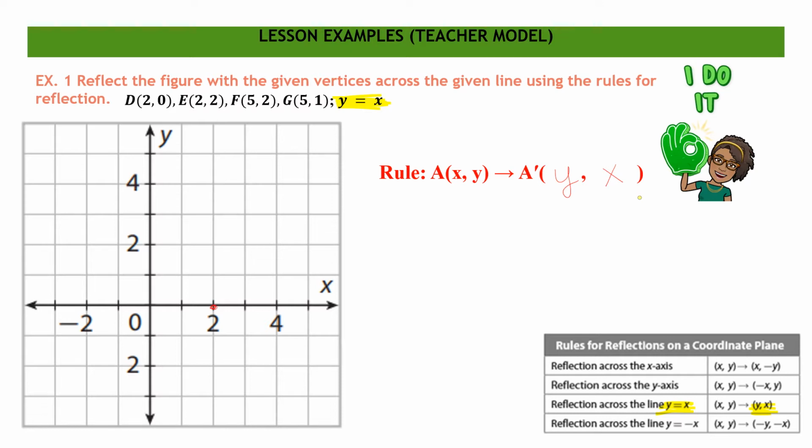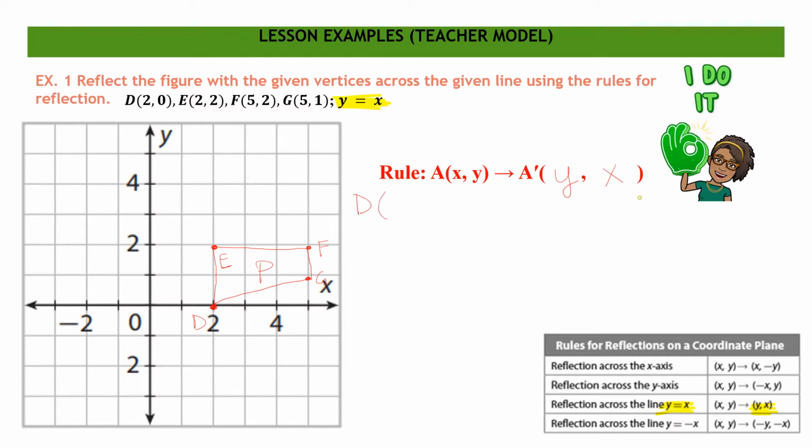So we have 2, 0 here for D. We have 2, 2 here for E. We have 5, 2 here for F. And then G is 5, 1. And I'm going to take all these points that I have in my coordinate plane and apply the rule by flipping it. So these are my pre-image points.